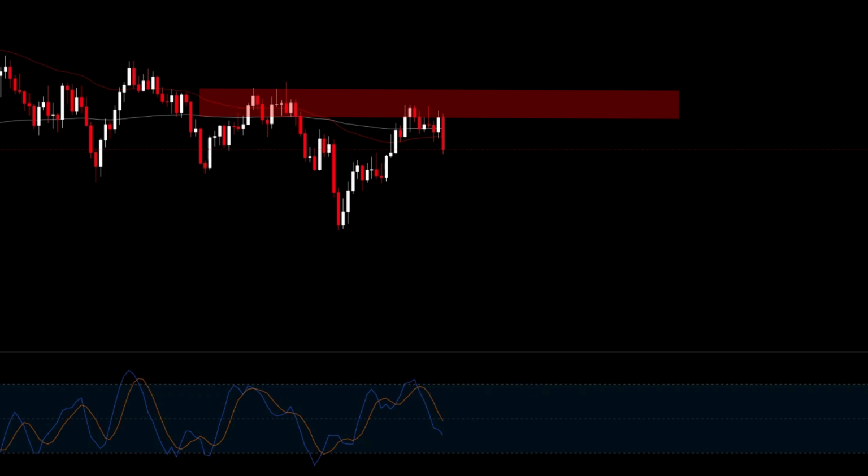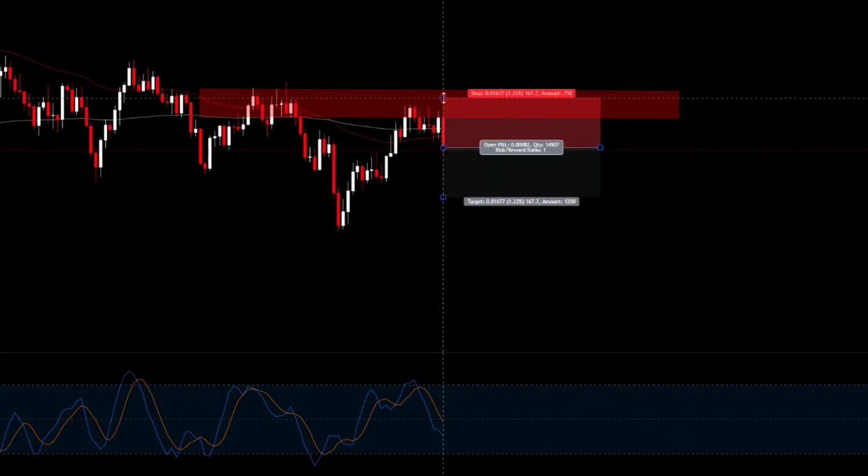In these conditions, I open a short position. I place the stop loss above the resistance zone and set the take profit with a risk-reward ratio of 1:2. Let's see the result.